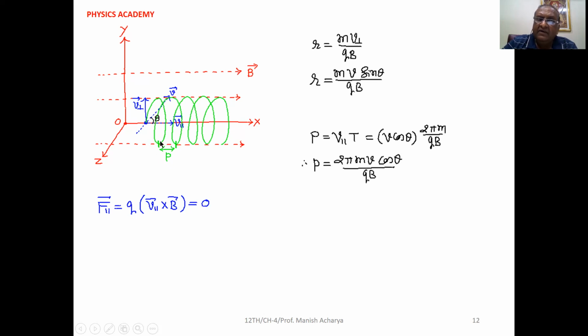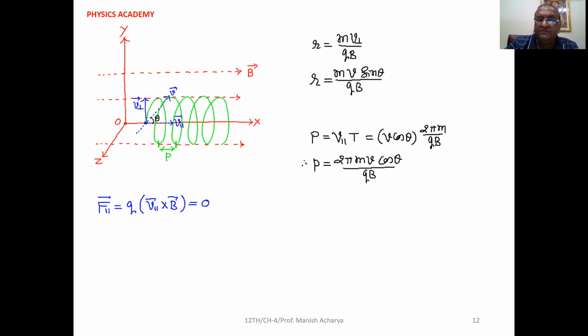Now, when this particle completes one revolution in the magnetic field, during that revolution it will be translated in the direction of the field, because in the direction of the field there is no force. So it is moving with constant velocity v parallel. So some horizontal distance is traveled by it. The distance traveled in the horizontal direction during one revolution is called pitch.